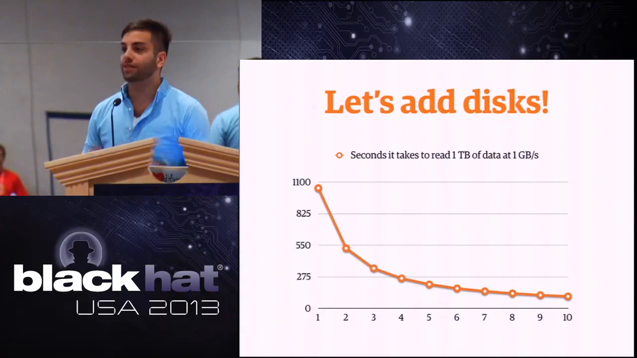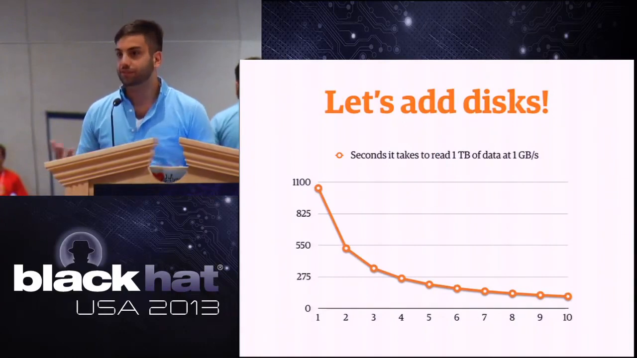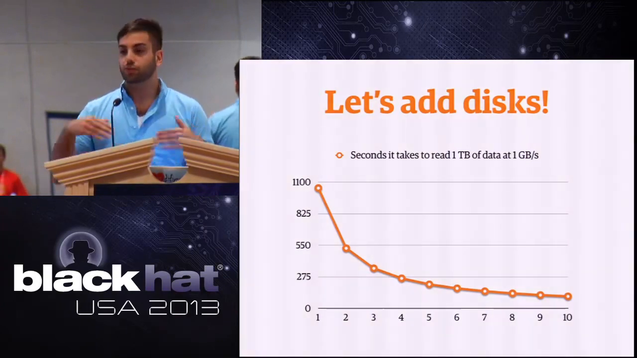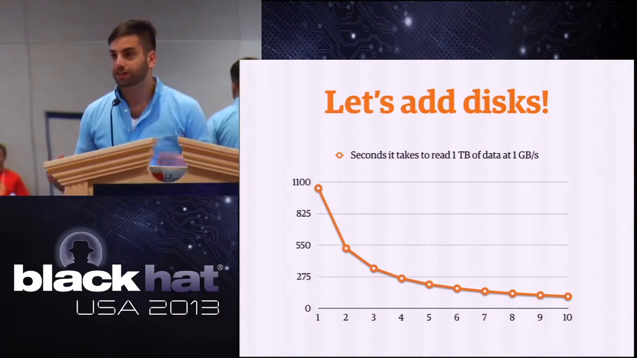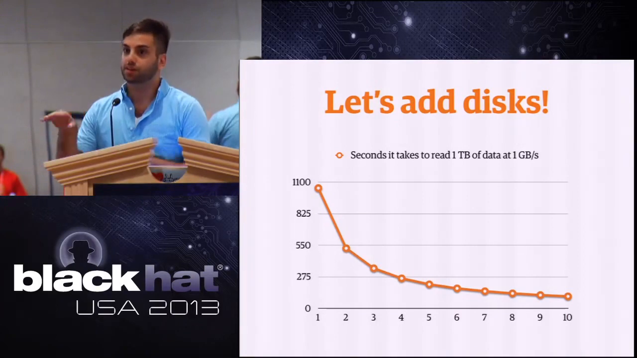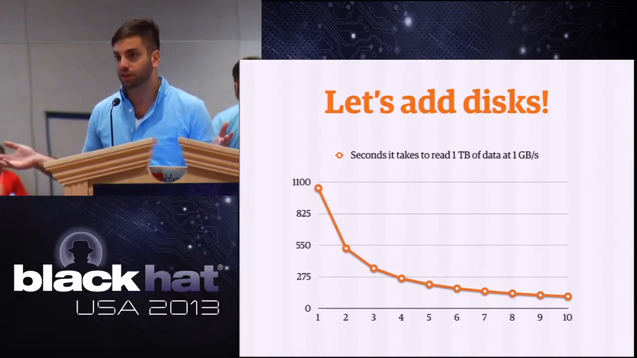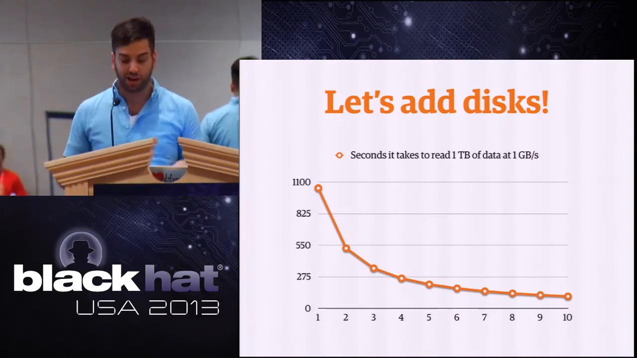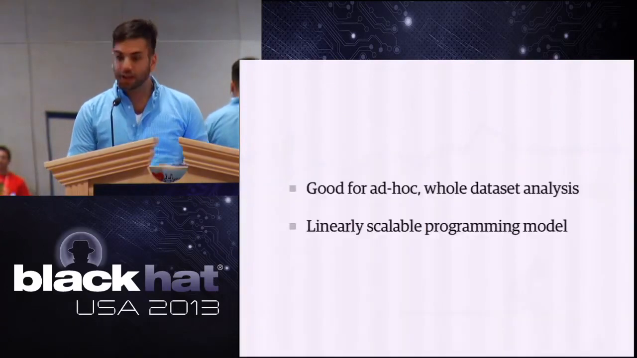So the idea is, let's say you have a terabyte of information and it takes n seconds to read it off of a hard drive. If you take that data and split it across 10 hard drives and read it concurrently at the same time, you can read it 10 times faster. It's a linearly scalable programming model. The more disks you add, the faster you can read all this data. You can split the data across the array of disks, and it's a good time. So that sounds great. That's really cool.